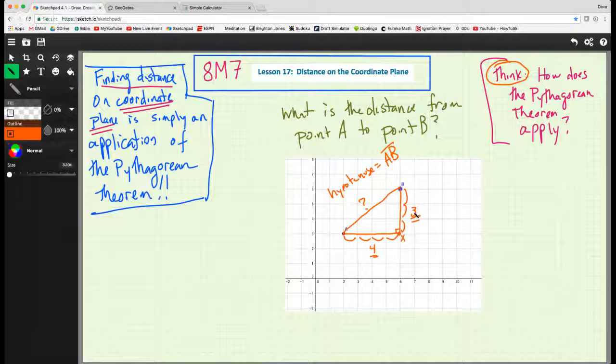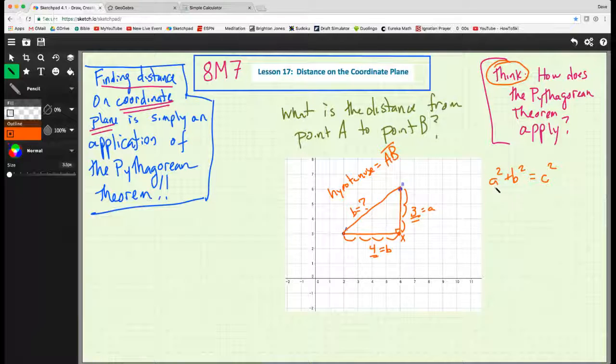So my legs are 3 and 4. So what is my hypotenuse? Well, I can either remember one of my magic triangles, one of my perfect triangles, or I could use the Pythagorean theorem to remind myself what the answer is.